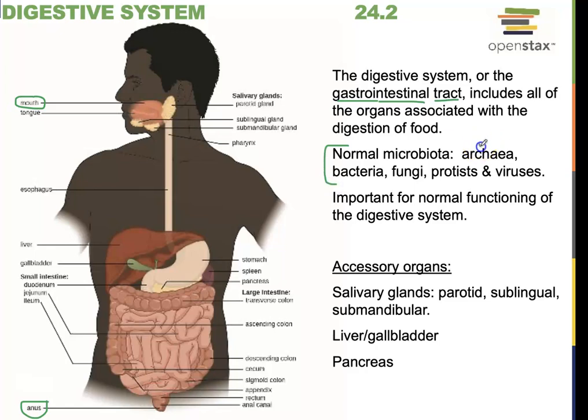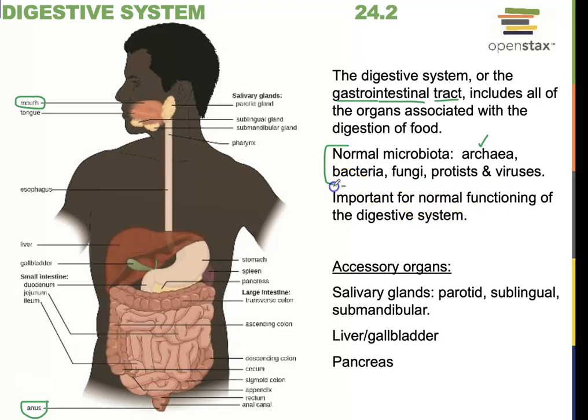It contains those single-celled organisms from the domain archaea, which is similar to bacteria in that they're prokaryotes, but they're very different in terms of their metabolism. We have our normal eubacteria. We have fungi, protists, and viruses, all part of our normal digestive tract.